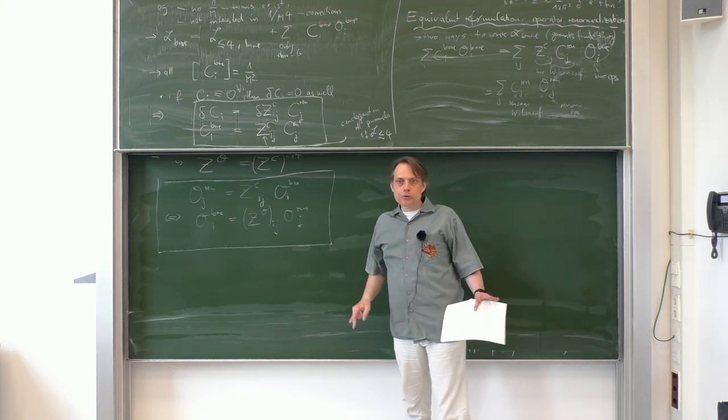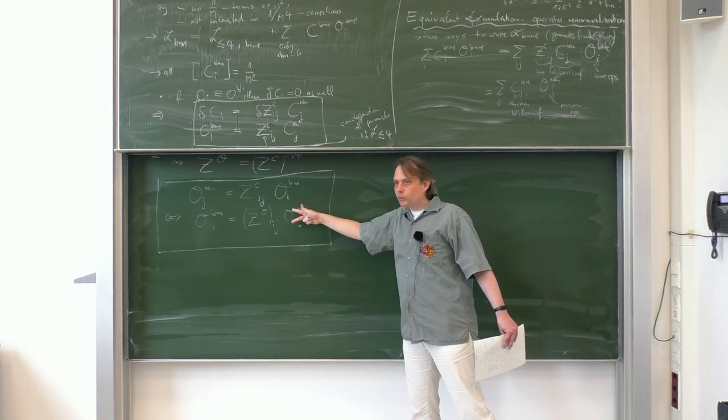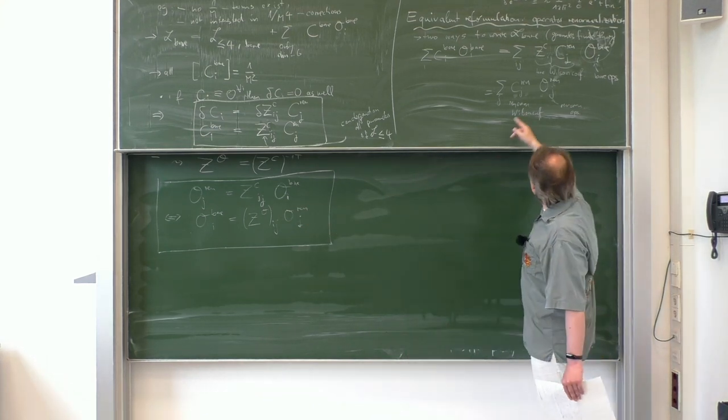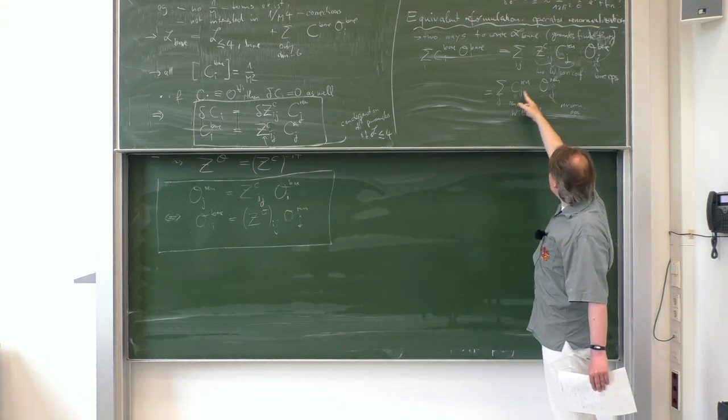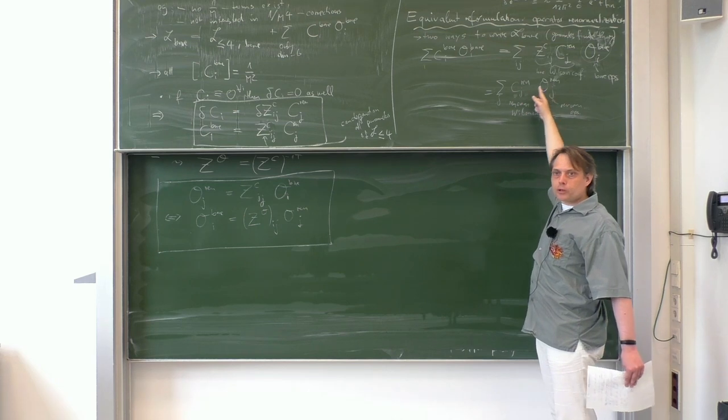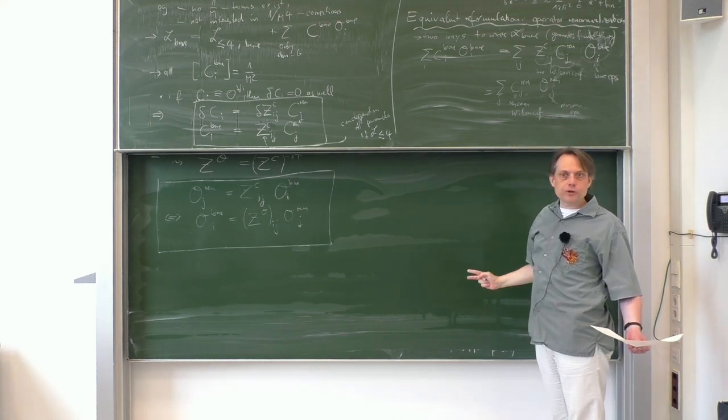To say it in simple terms, once you know what the renormalized operators are, you can simply write down a Lagrangian with an arbitrary linear combination of the renormalized operators and always generate finite theories with it.